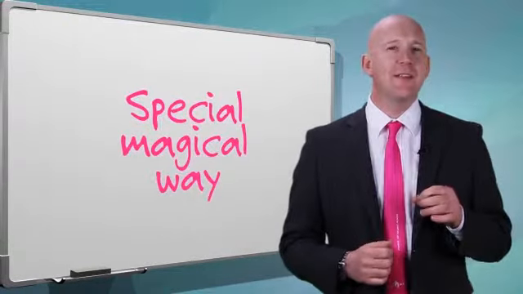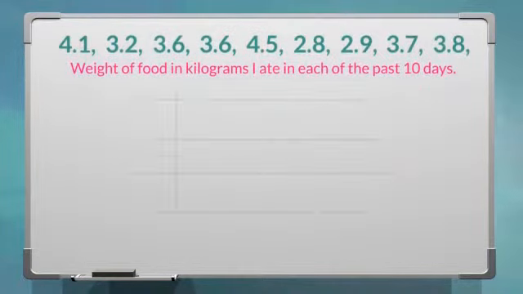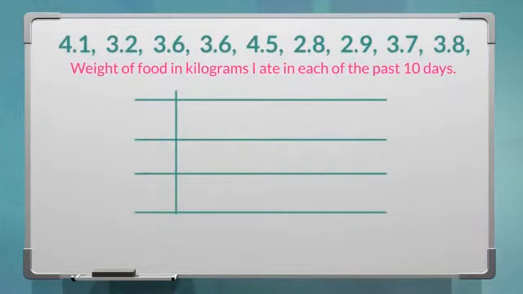Let's look at this question. Complete this stem and leaf diagram for the weight of food in kilograms I ate in each of the past 10 days. 4.1, 3.2, 3.6, 3.6, 4.5, 2.8, 2.9, 3.7 and 3.8. You may be given a template for your diagram like this, or you may have to draw one from scratch.